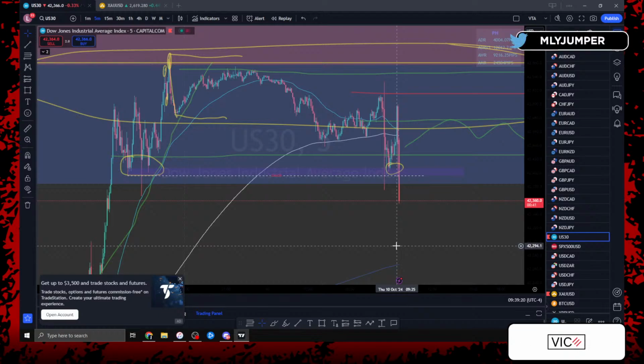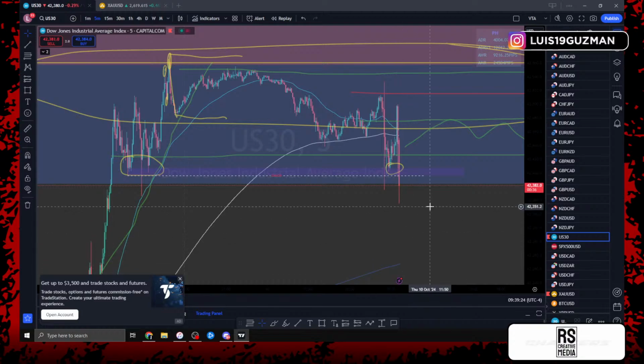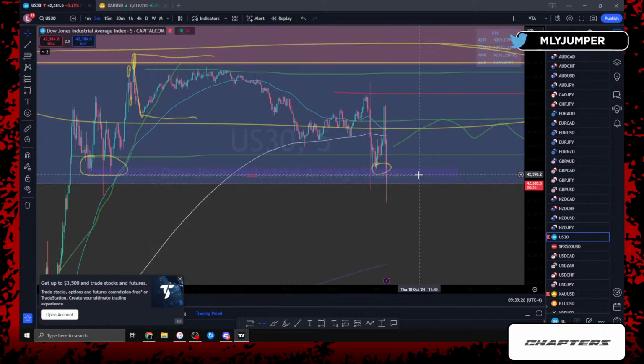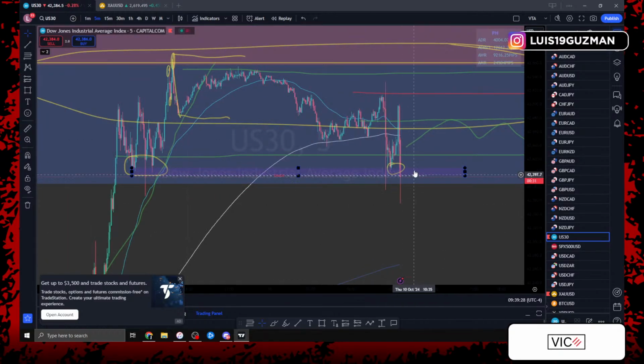Boom, in the last 5 minutes, we got that push. The last couple seconds. Which is good. This is what we want to see. We want to see this change of character. But I want to see that candle closure below.